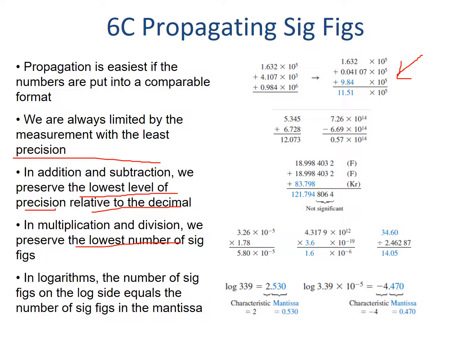In logarithms, this is probably a new rule for you. The number of sig figs that are on the log side is going to be equal to the number of sig figs in the mantissa. That's the places after the decimal. So if you have 3 things on the log side, then you're going to have 3 things after the decimal. The thing before the decimal is called the characteristic, and that doesn't count.